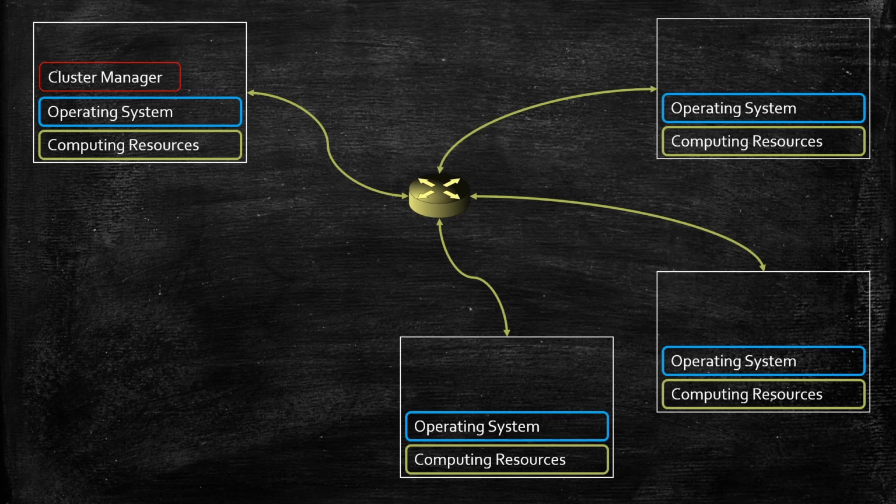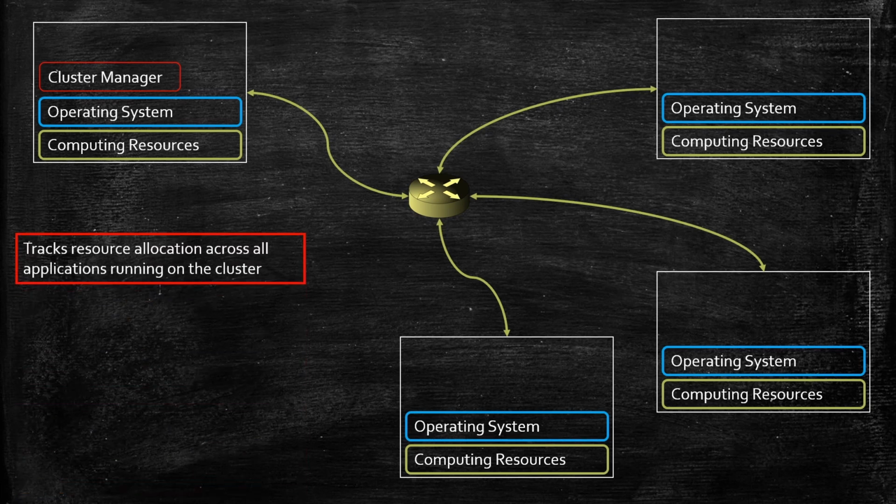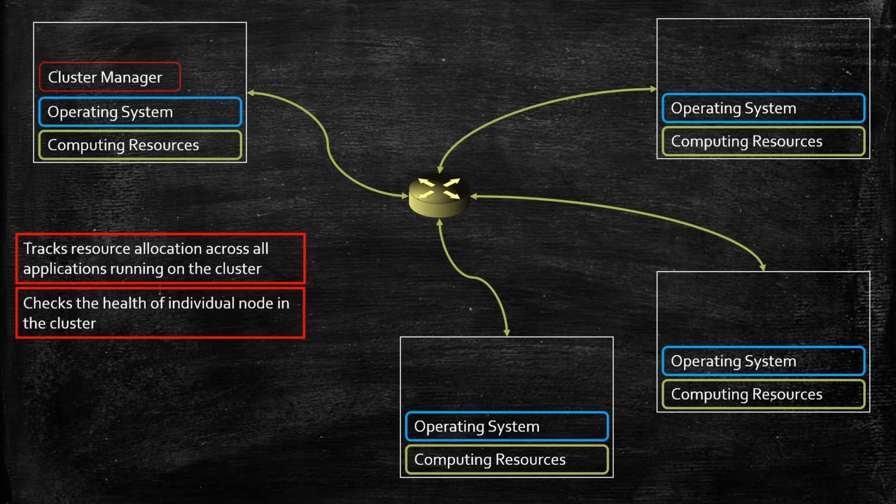So the cluster manager has the following task. It will track the resource allocation across all the applications running on the cluster, and will also check and monitor the health of the individual machines in the cluster.